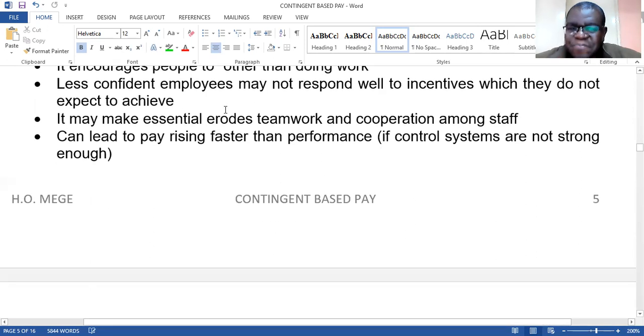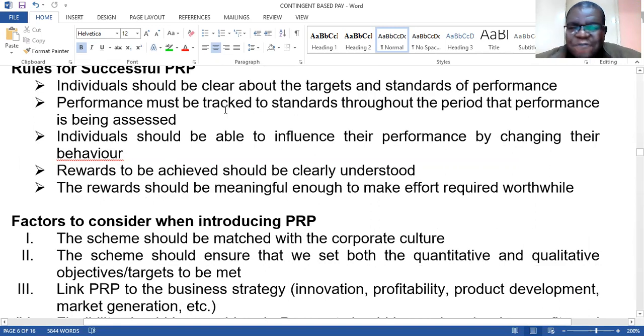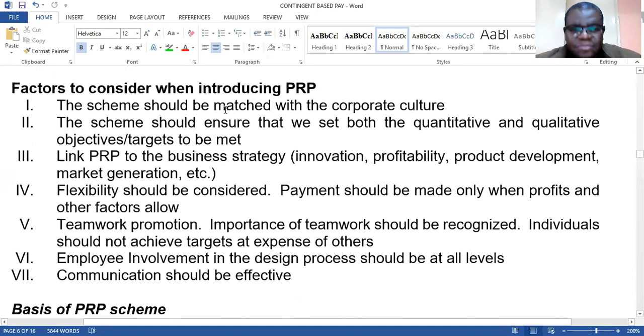Then we become very competitive, and it works against teamwork when we have PRP schemes. Then ultimately, we may have situations where some employees' pay increase so fast that there may be a distorting of the pay arrangements in your organization. That notwithstanding, PRP schemes are good and work for organizations.